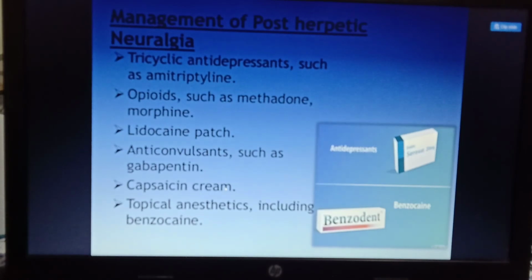Okay, and management of post herpetic neuralgia. The person with the complications has to use tricyclic antidepressants, for example amitriptyline, and some opioids like methadone and morphine, and a lidocaine patch, in order to relieve the pain. And some anticonvulsants like gabapentin, in order to reduce the pain, and capsaicin cream, and topical anesthetics including benzocaine. Okay, so that is for post herpetic neuralgia.